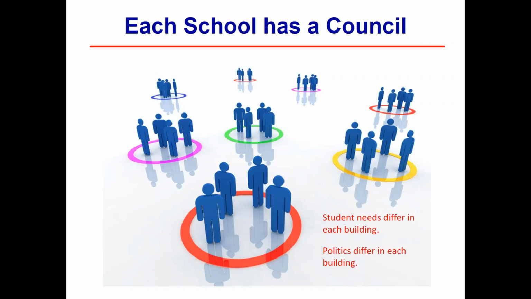That's really, really important. And the other thing we've found is that the politics differ in each building. And anytime we're talking about change, there's bound to be resistance. And so we want to make sure that there's a group of people looking at the resistance in each building if it crops up, or predicting where that resistance might come from and addressing it before it happens. So we really want to be able to talk to a council that's specific to each school about the students in that school and the politics in that school. So we do want every school to have their own individual council.